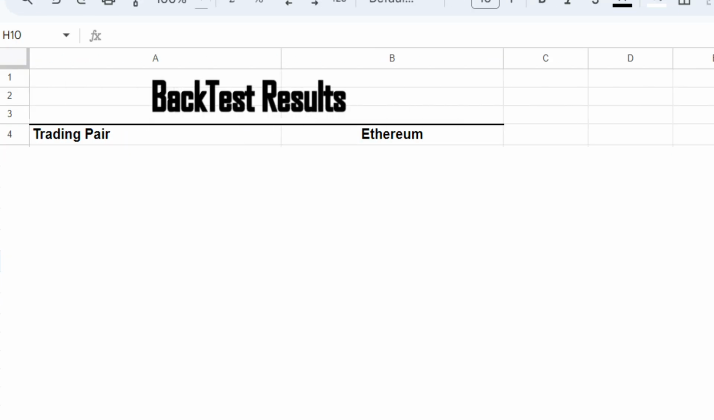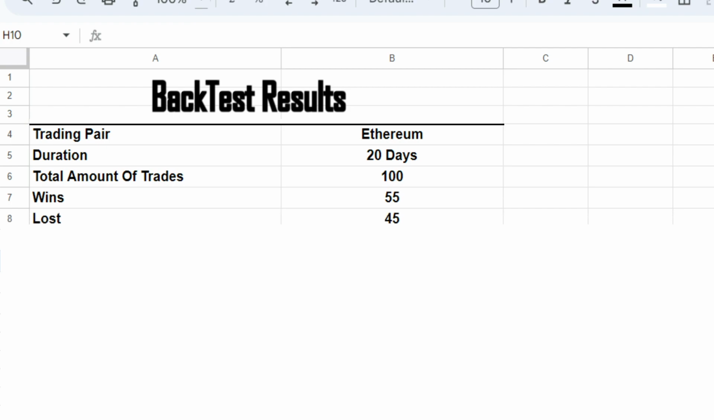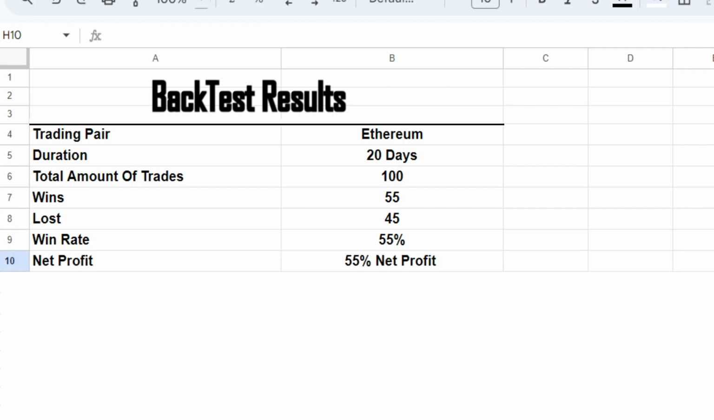Okay, so over the span of 20 days, that took 100 trades, 55 won and 45 lost, which means we had a 55% win rate, with the final net profit being 55% in 20 days. So this strategy is actually extremely good. Okay, we also had a max drawdown of roughly 5%, but we also had the max gain of 8%. So long as the max gain is above the max drawdown, then to me that's a very good strategy.